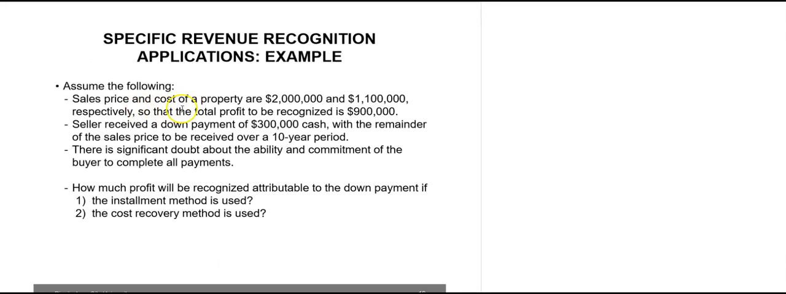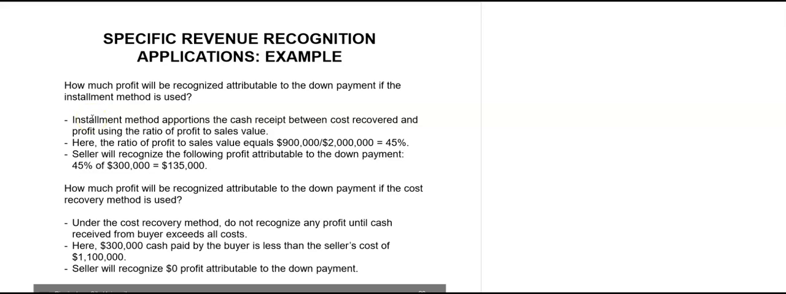Suppose the sales price and cost of a property are $2 million and $1.1 million respectively. So the total profit from this is $900,000. The seller receives a down payment of $300,000 in cash, with the remainder of the sales price to be received over a 10-year period. There is significant doubt about the ability and commitment of the buyer to complete all the payments. How much profit will be recognized attributable to the down payment if the installment method is used or the cost recovery method is used?